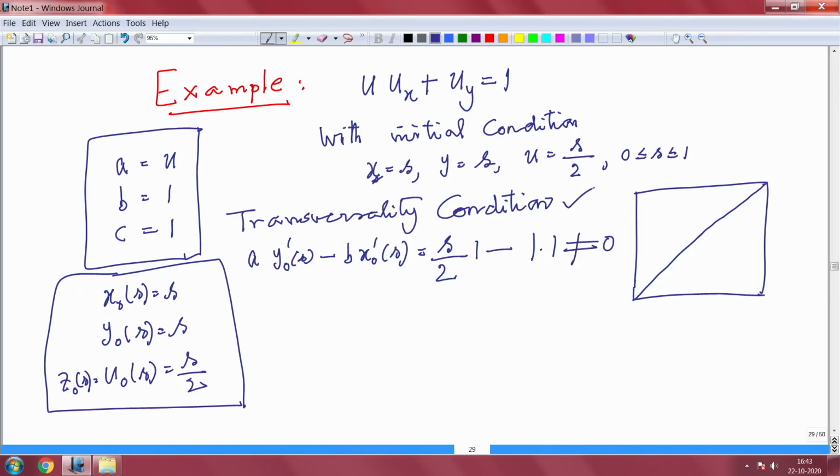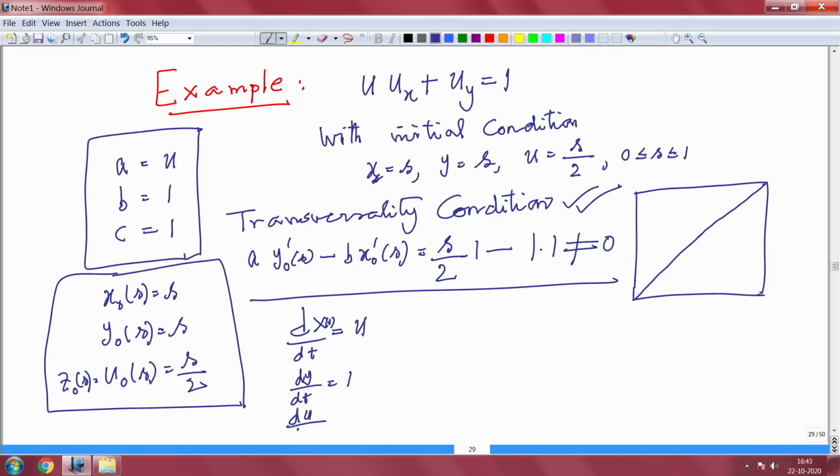So, the transversality condition is satisfied. Now, try to solve it. What do you want to solve? Now, solve dx by dt equal to u, right, dy by dt is equal to 1, and du by dt or dz by dt is equal to 1, with this initial condition x naught of s is equal to 1.